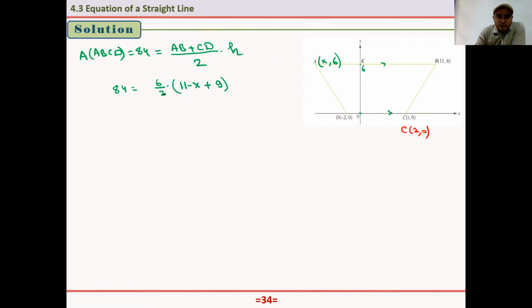6 over 2 is 3, times 11 plus 9 is 20 minus x, equals 84. So 20 minus x equals 84 over 3. From here, x equals 20 minus 84 over 3. What is it? 28. Yes, 28, so x is equal to minus 8. So the coordinates of A are negative 8 and 6.